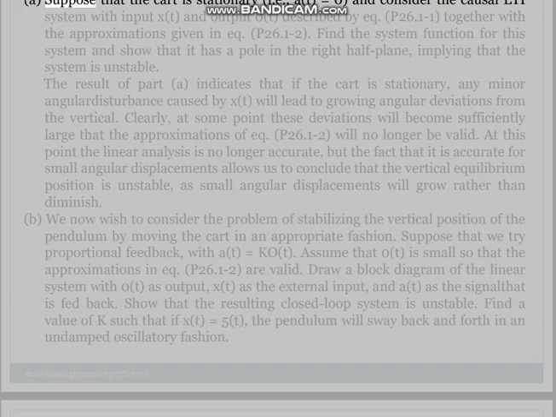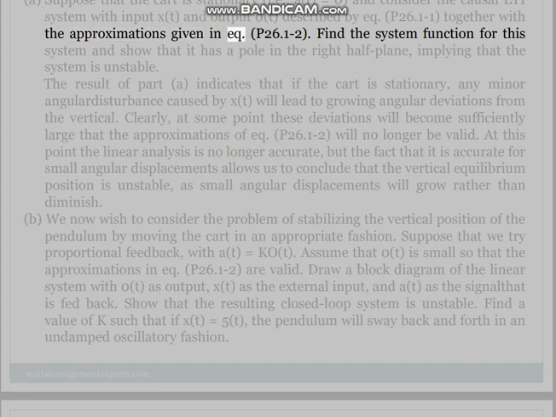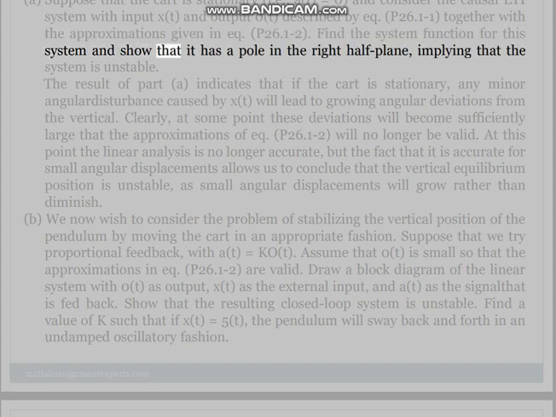A. Suppose that the cart is stationary, i.e., a(t) equals 0, and consider the causal LTI system with input x(t) and output θ(t) described by Equation P26.1-1, together with the approximations given in Equation P26.1-2. Find the system function for this system and show that it has a pole in the right half plane, implying that the system is unstable.